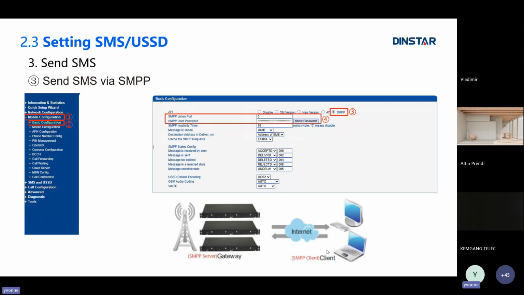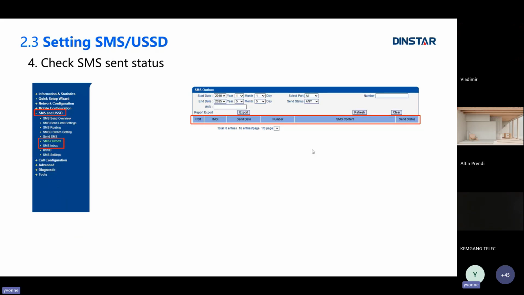To enable it, we click Mobile Configuration, Basic Configuration, choose SMPP as the API, and input the SMPP license port and the user password. The other settings you can set according to your needs. Then we can check the status of the SMS in the outbox and inbox on our devices.